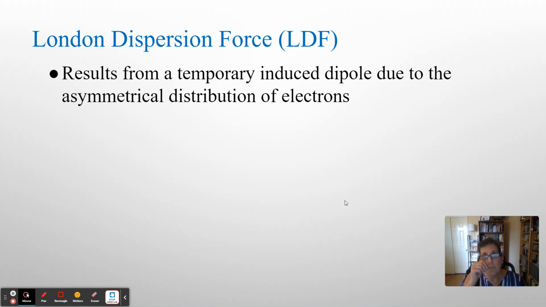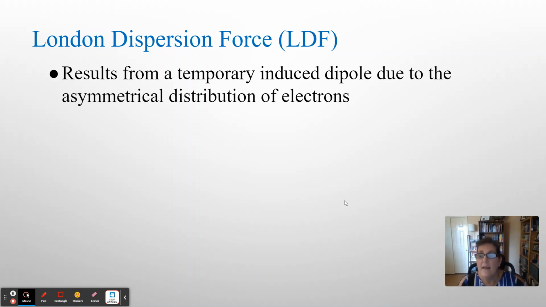This results from a temporary induced dipole due to the electrons being pushed over to one side. So let me explain that better. In a molecule, we have atoms that have electrons going around everywhere. So in a typical non-polar molecule, the electrons are going around and around and around. Let's say for a moment, the electrons get shoved over towards one side.